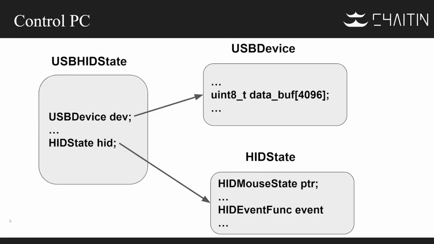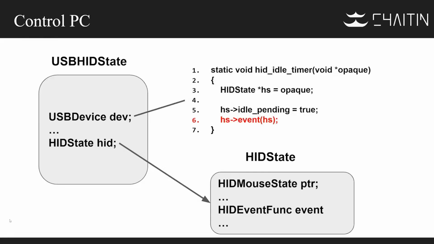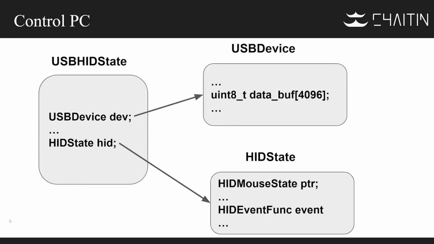Then, we consider how we control the workflow. We find that there is a function pointer in the HID state structure. We are able to call it by sending some USB packets to the control endpoint of the HID device. So, we overwrite the event function pointer to the address of system and overwrite the head of the HID state structure to the command we want to execute. And finally, we successfully escaped from the guest.